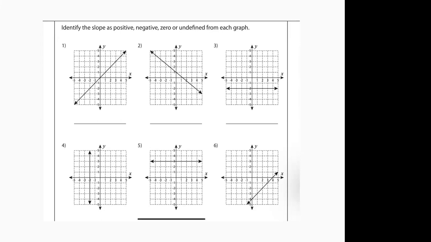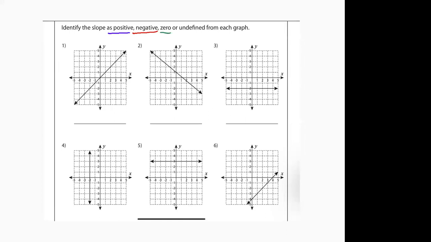I'm going to do the last video here on finding out the slope when given a graph. As you can see here, I have numbers 1 through 6. I have to determine if it's positive, negative, zero, or undefined. I already know the answers. The negatives I'm going to do in red, the positives in purple, the same color as my Baltimore Ravens, zero in green, and undefined in black.